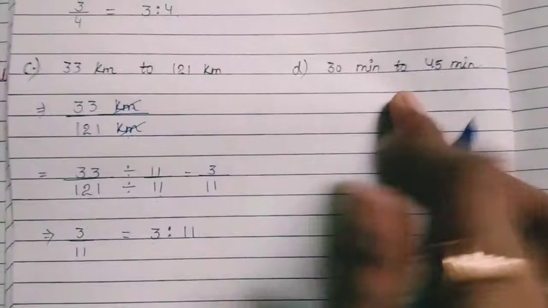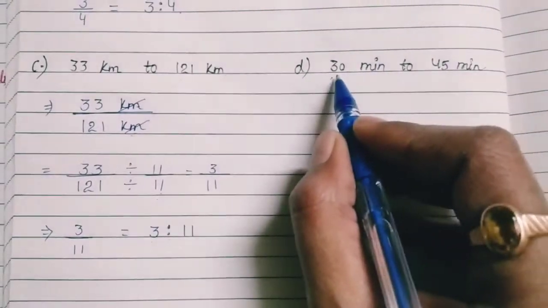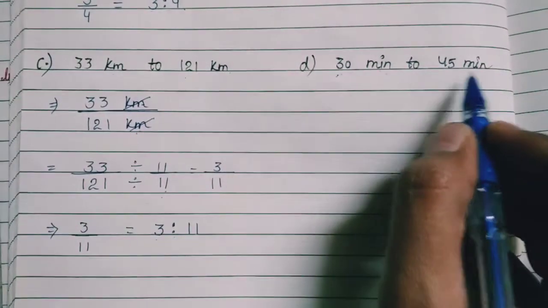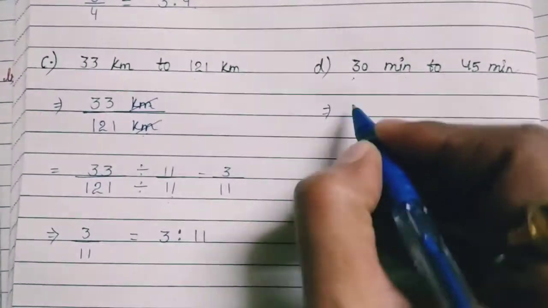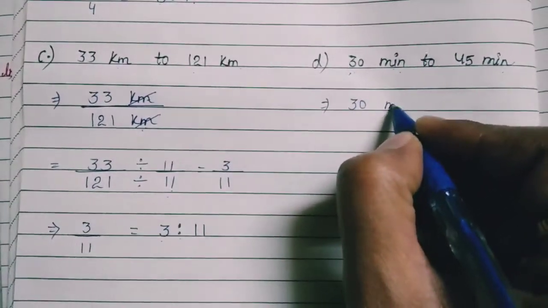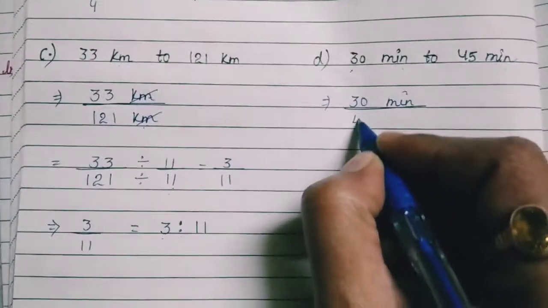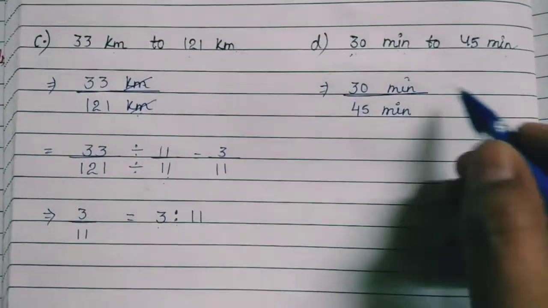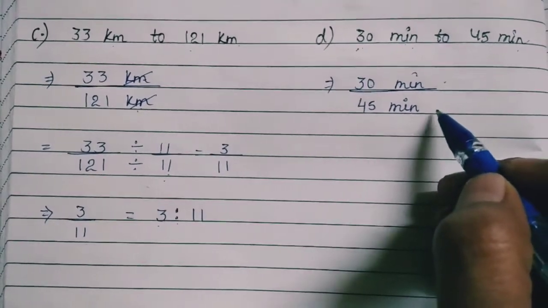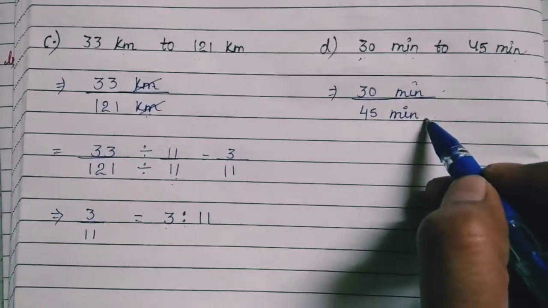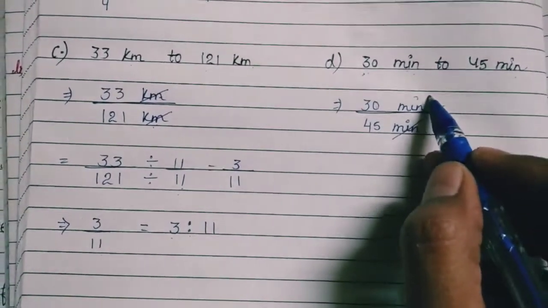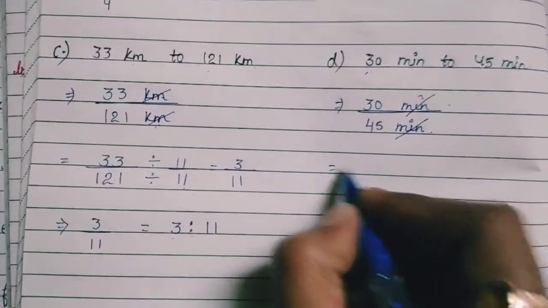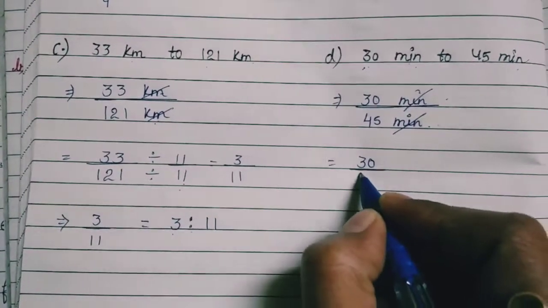Same as D. Here we have the first value 30 minutes to 45 minutes. You can simply see in the numerator as well as the denominator we have minutes. So minutes can reduce minutes. So we have 30 and 45.